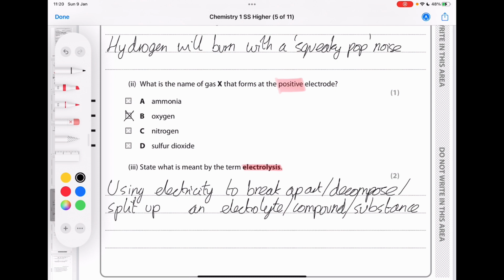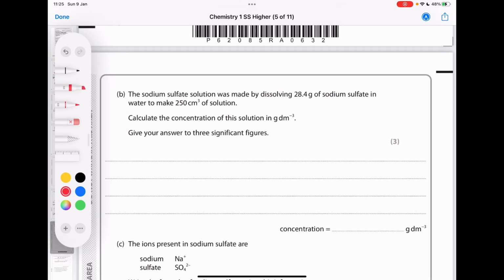You could have specified this is an ionic compound. That was good, but you didn't have to for the mark. You could have said to separate ions, but that's less reliable. To get the marks, you needed to specify using electricity to break apart or split up a substance or a compound.